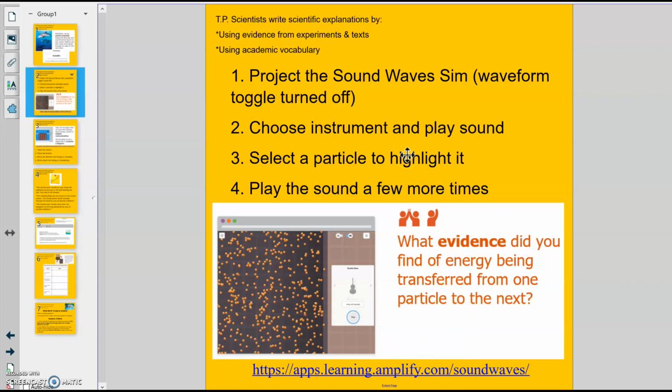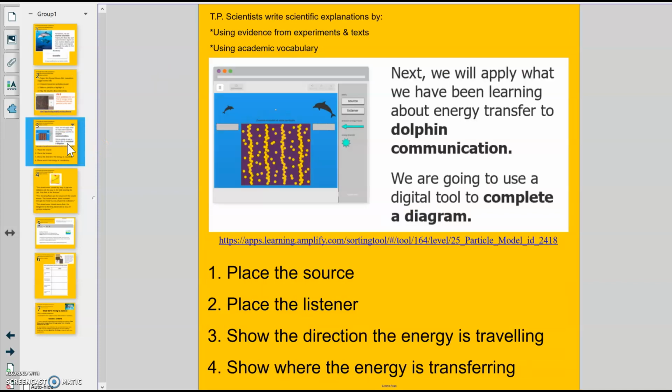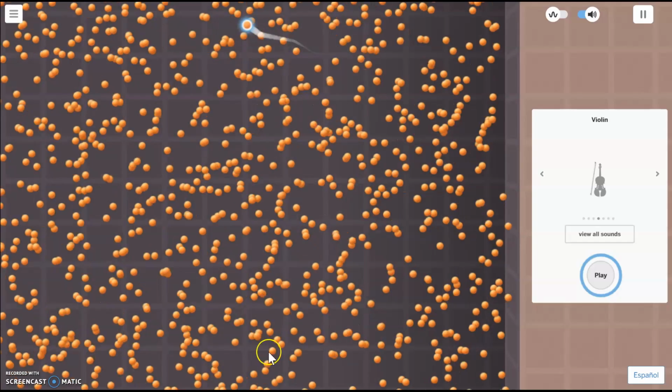So we know that when particles collide, they transfer their energy. One of the particles will stop moving, which causes the other one to start moving. Now I want you to try this. We're going to look at a different application, and we're going to apply what we've been learning about energy transfer to dolphin communication. So I'm going to show you the diagram, and you're going to have to figure out where would the source be, where would the listener be, which direction is the energy traveling, and where is the energy transferring.